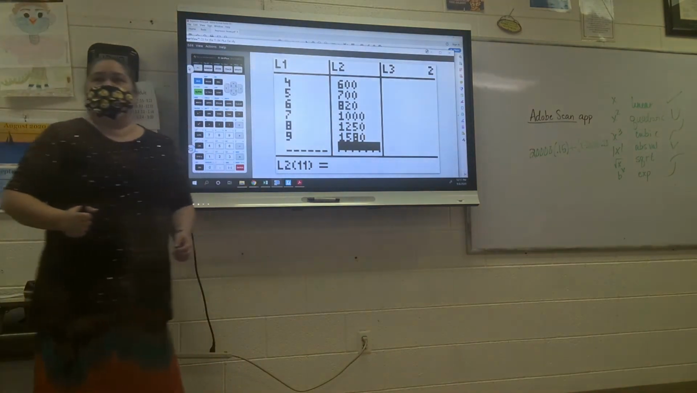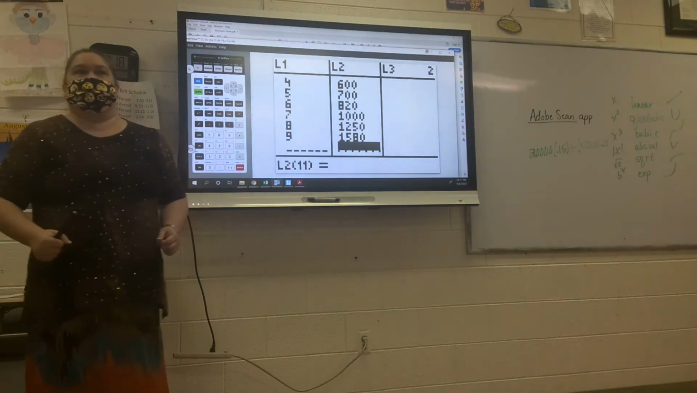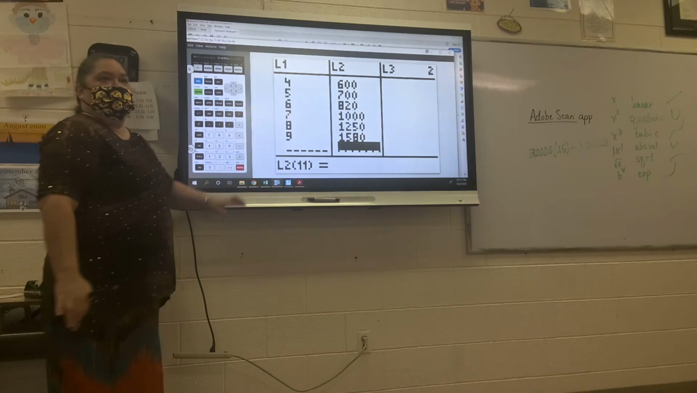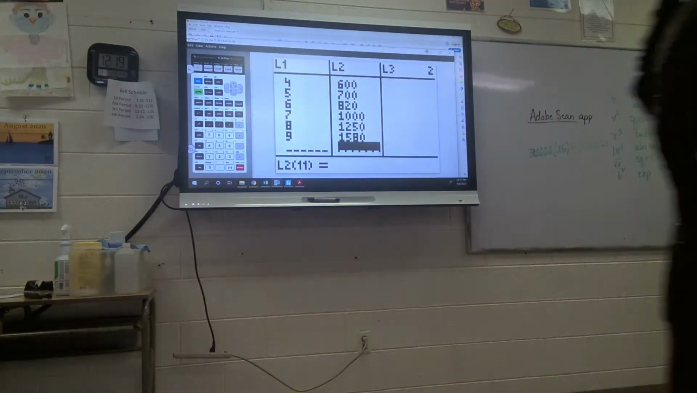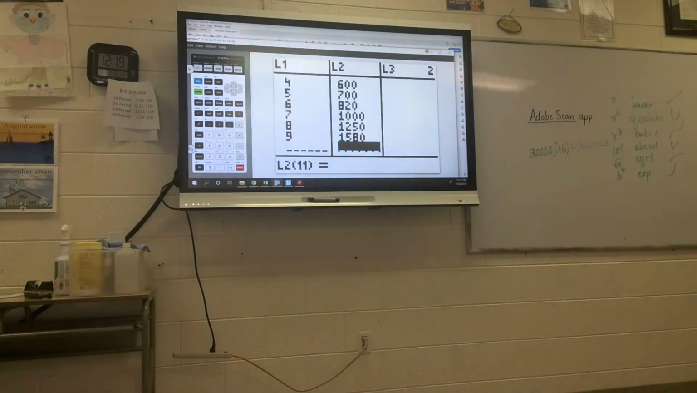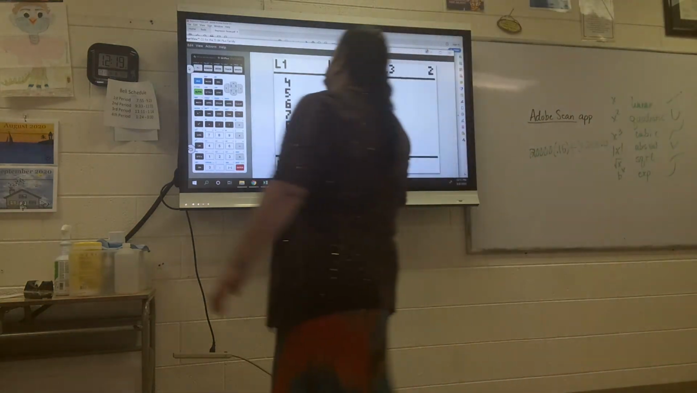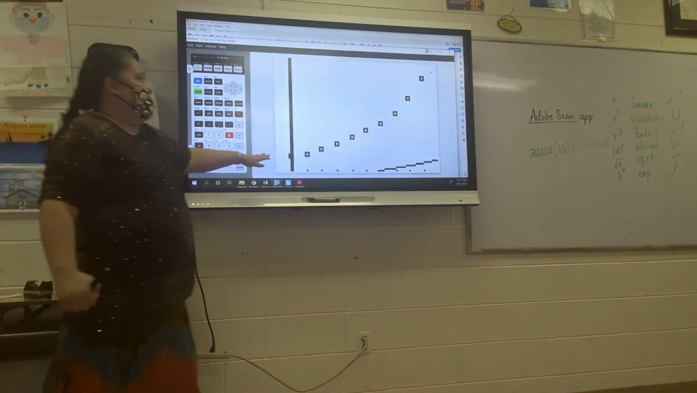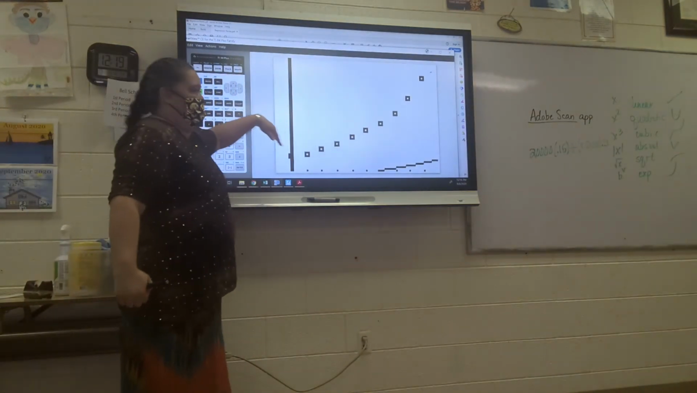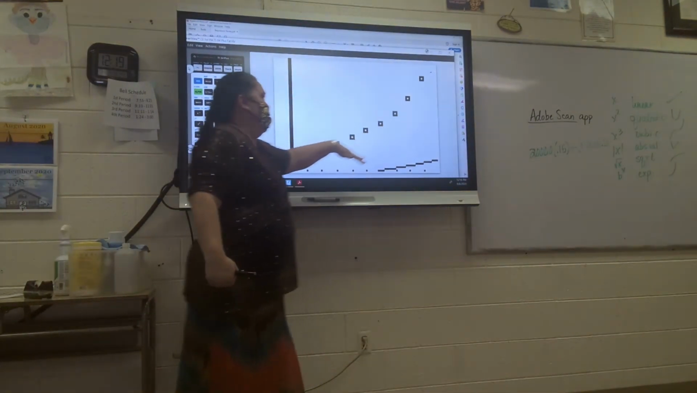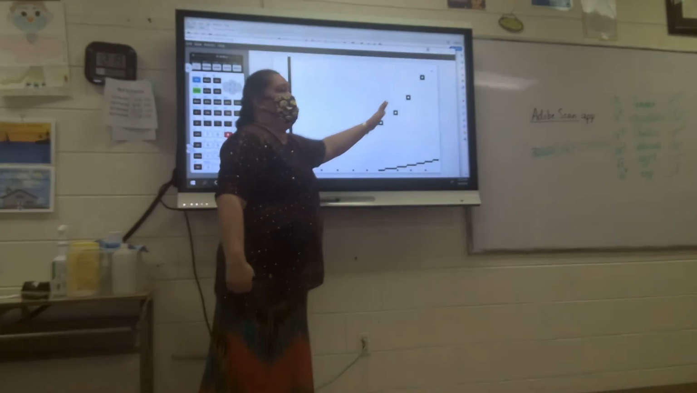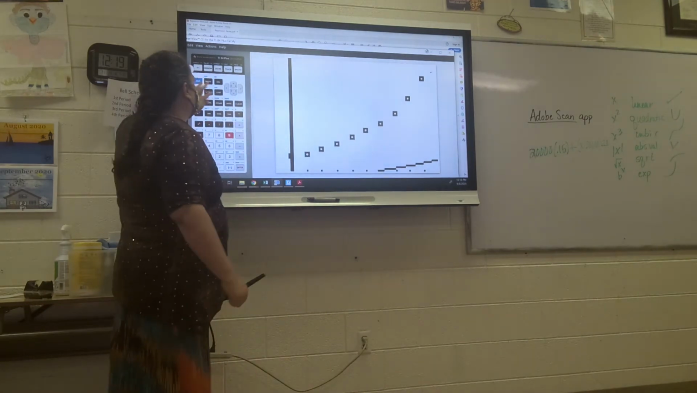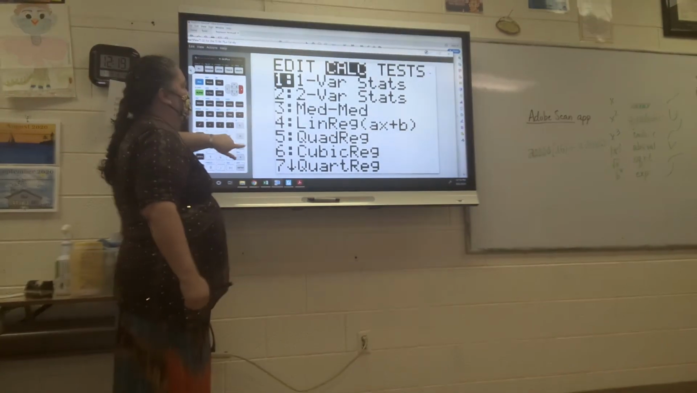All right, y'all ready? All right, y'all start calculating. I'm gonna zoom 9 so y'all can see what it looks like. So this is a nice exponential curve. Some might say it could be a quadratic curve because it could come back around on this side. It is a nice exponential curve, but let's start calculating and see what happens.